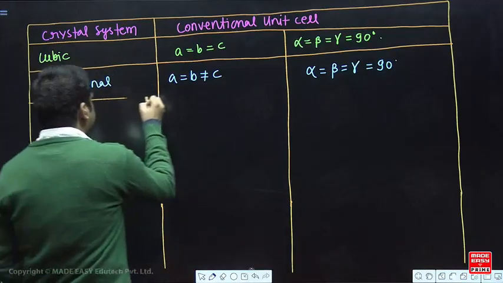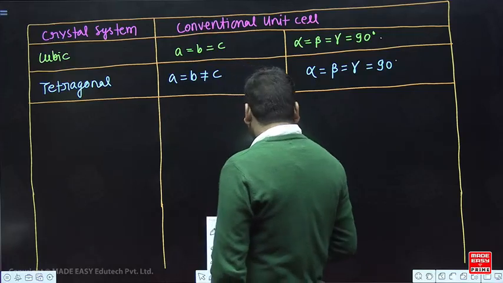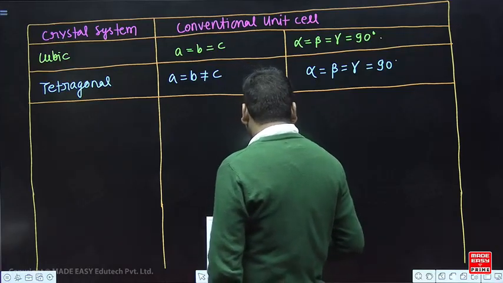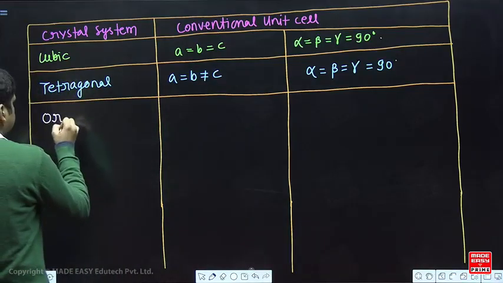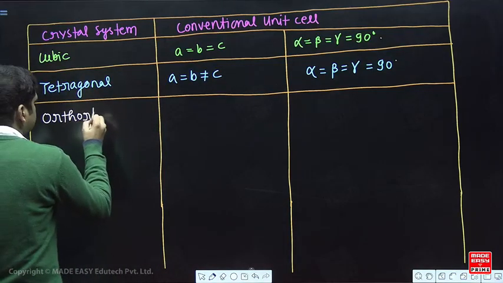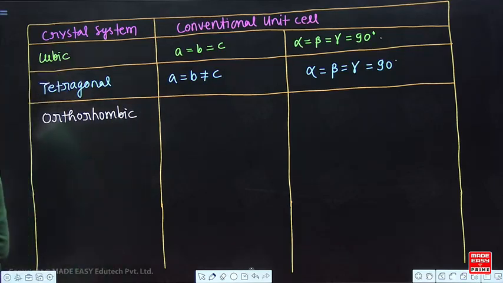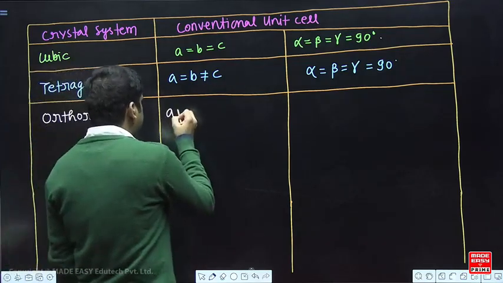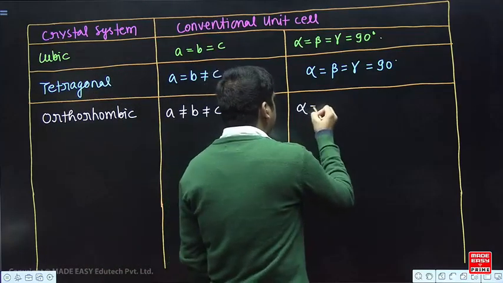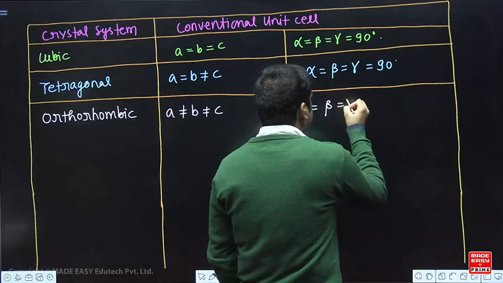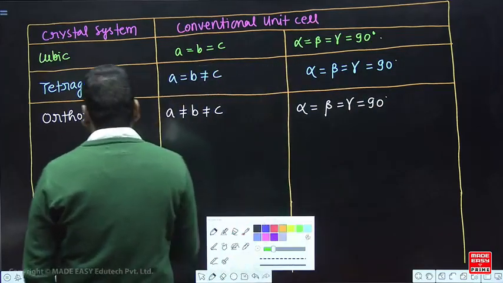Next, orthorhombic. Here A does not equal to B, does not equal to C. Alpha is equal to beta is equal to gamma is equal to 90 degree. This is the third.